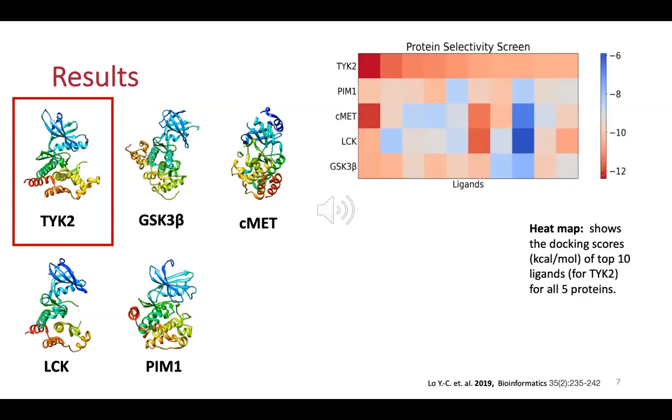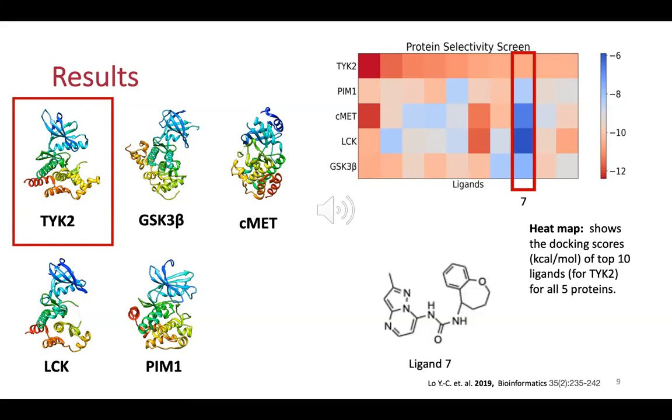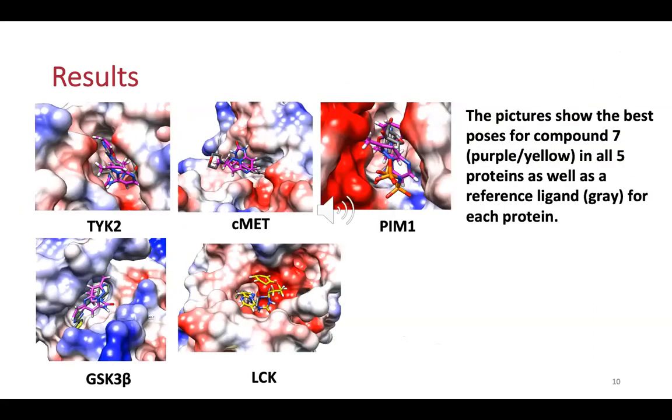Here we have the protein selectivity screen for the top 10 scores of the TYK2 protein. The panel highlighted in red represents the most selective ligand for the selectivity screen. This ligand is chemically represented below. The poses show that the ligand docks inside the binding site for the TYK2 protein and outside the binding site for the off-target proteins.